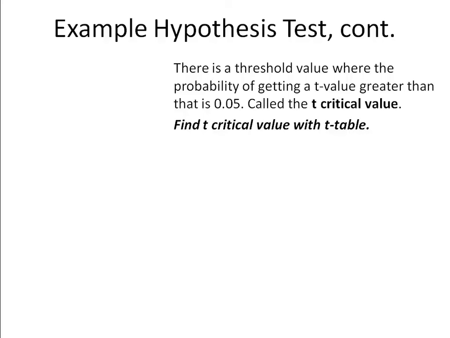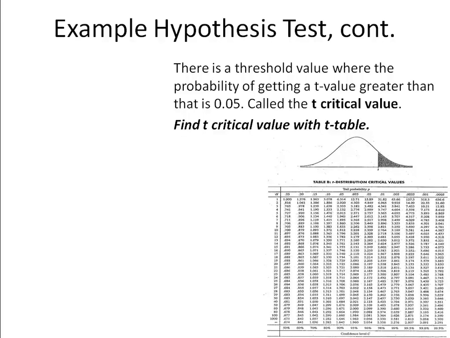So we're going to keep that information, and then the next part of the way that we figure out whether there's significance is we know that there's a threshold value where the probability of getting a t-value greater than what we calculated is 0.05. So this is the t-critical value that's associated with our significance of 0.05. So we find that using a t-table, which we see right here.